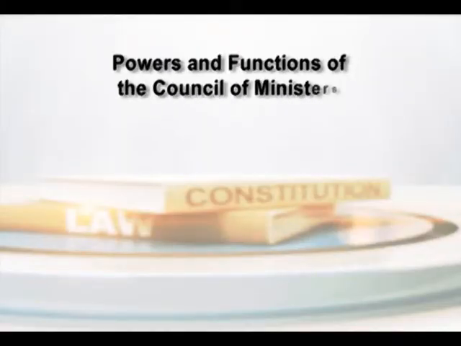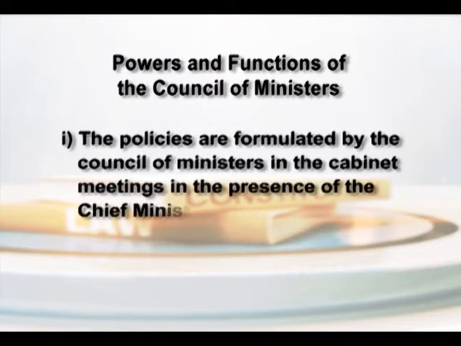Now let us see the powers and functions of the Council of Ministers in the following way. Firstly, the policies are formulated by the Council of Ministers. Specifically, they are formulated in a cabinet meeting in the presence of the Chief Minister. Obviously, with regard to the formulation of policies, the viewpoint of the Chief Minister happens to play a more crucial role. Sometimes we even find that the party line happens to be the last word.